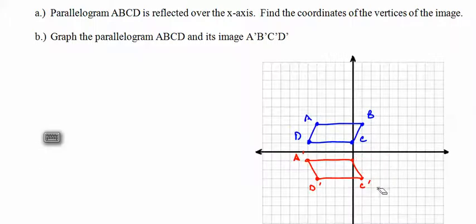B prime is not B prime. Wow, got them all wrong. Yeah, just shows you it's challenging. So B prime is 1, negative 3. C prime is 0, negative 1. D prime is negative 5, negative 1. A prime is negative 4, negative 3.